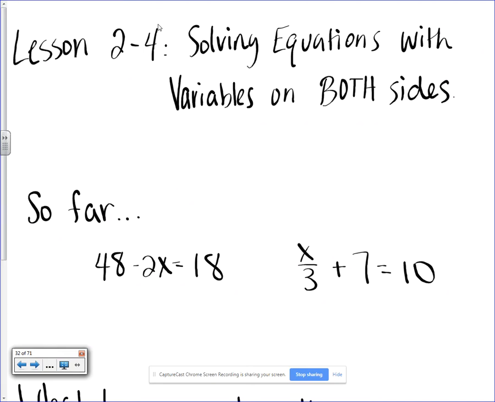This is your recording for lesson 2-4, solving equations with variables on both sides. So you can take a look here and see so far we've been solving things that look like this. If you look at the first one, 48 minus 2x equals 18, and the second one, x divided by 3 plus 7 equals 10. You only have a variable on one side. So we're going to move into solving variables on both sides.